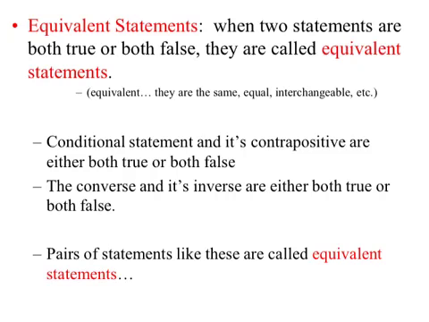Conditional statements. A conditional statement and its contrapositive are either both true or both false. The last example we did, where we were doing all of the if-then statements and changing them all around, if you remember, the first one and the last one would always be both true or both false, and the middle ones would be both true or both false. Here we say the converse and its inverse are either both true or both false. Okay, that shows true for the stuff that we just did. Pairs of statements like these are called equivalent statements.